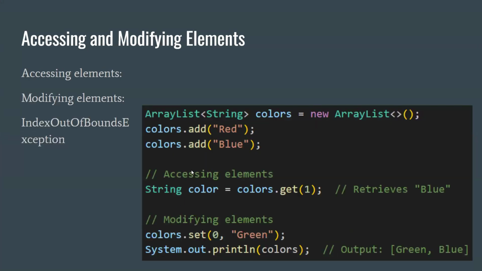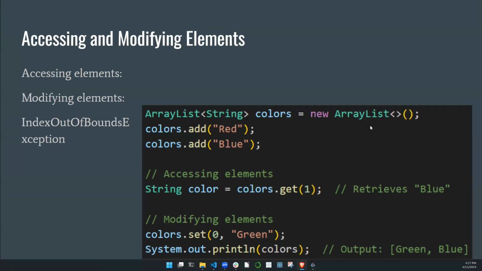Accessing and modifying elements. So once we have our array list initialized by calling new ArrayList, accessing and modifying elements is quite intuitive. You can access elements using the get method by providing an index. Here in this example, we provide index 1, because in Java, index starts with 0. This will retrieve blue, which is the second element.